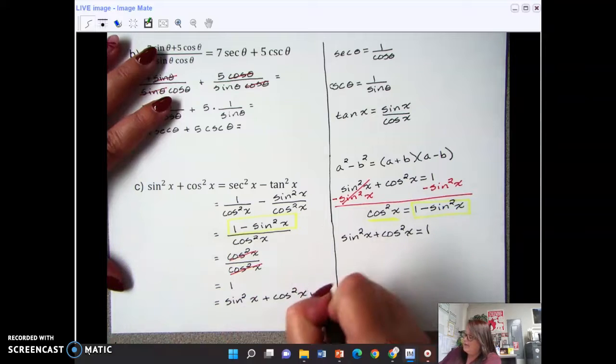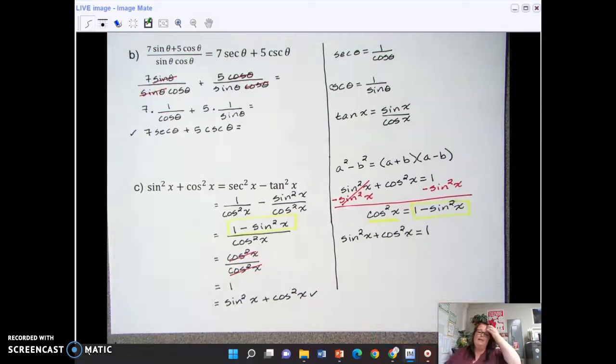So I picked a side, I simplified the side, and then I got both sides to be equal to each other.